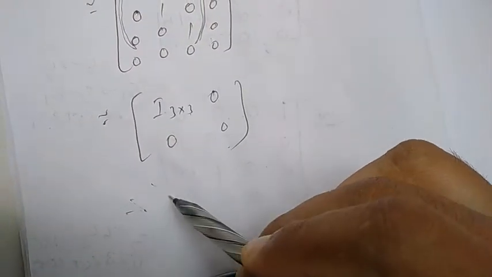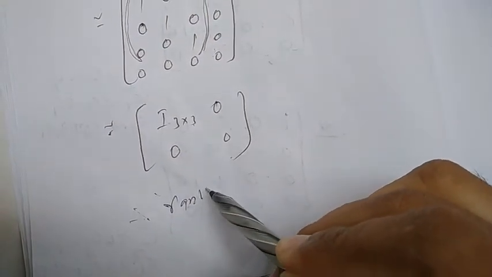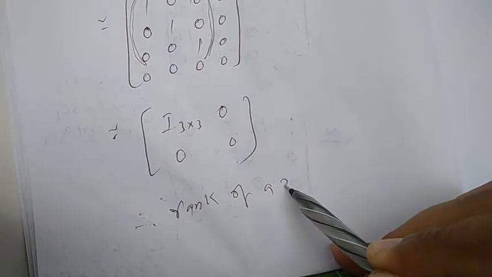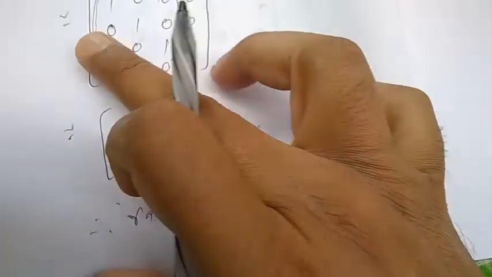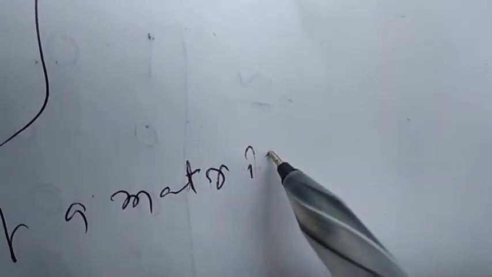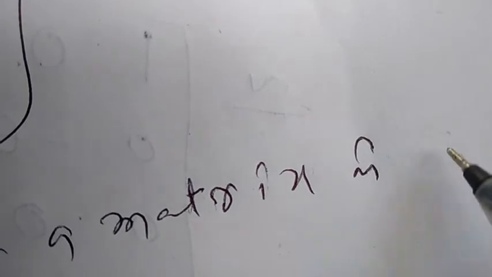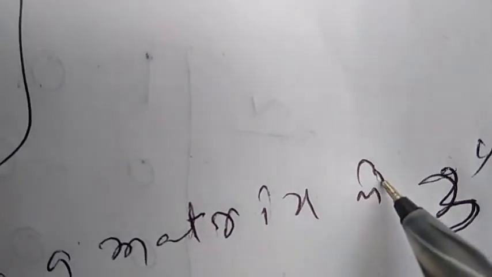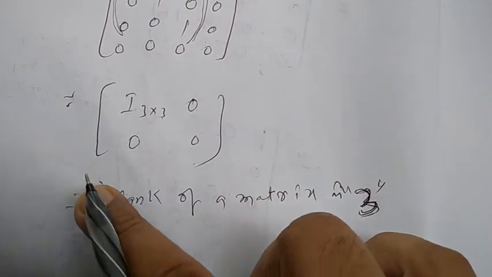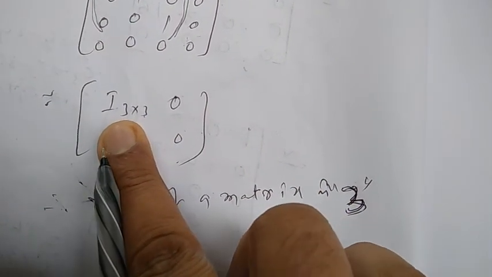Now the rank of the matrix is 3, right? The rank of the matrix is 3, since the identity matrix is of order 3 by 3. Rank of the matrix is 3.